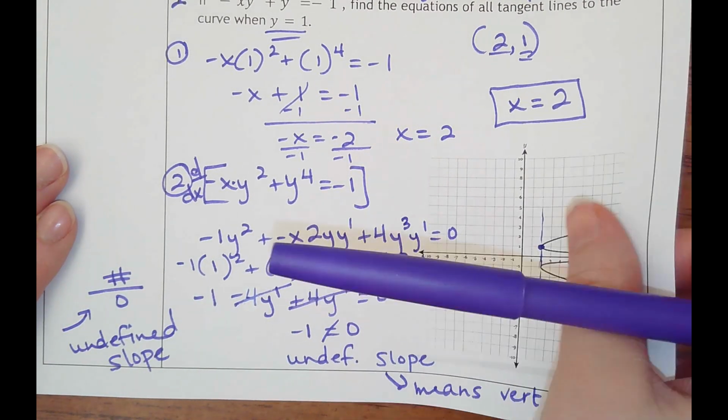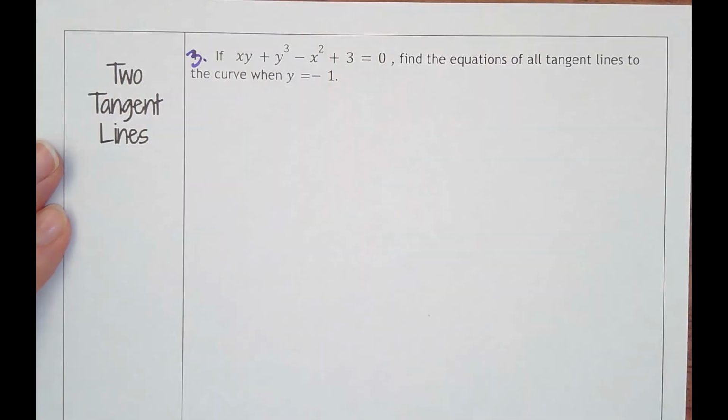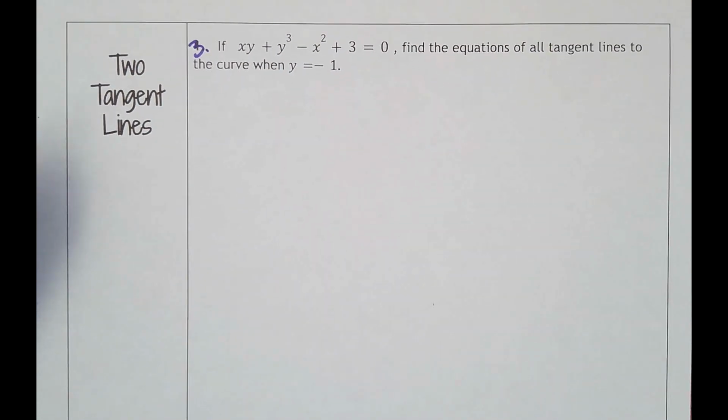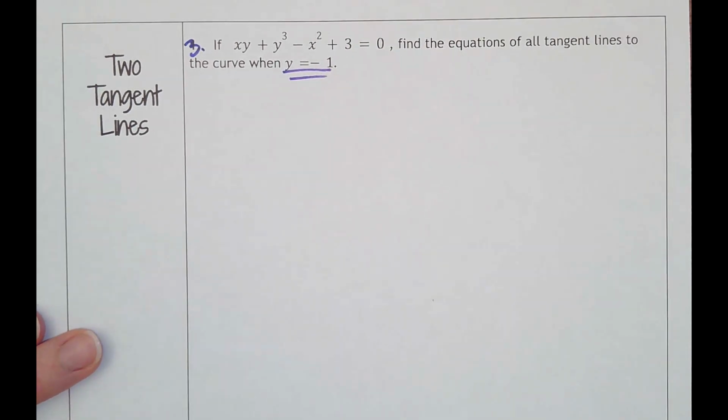Okay, and then there's one more I want to do. Oh, I didn't change the number of any of these. I should say number 3. I want to show you what happens when you get 2 tangent lines. So go ahead and plug in that y is -1, see what you get out for x.